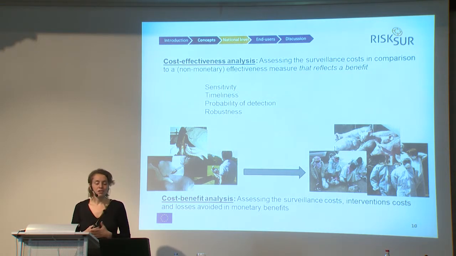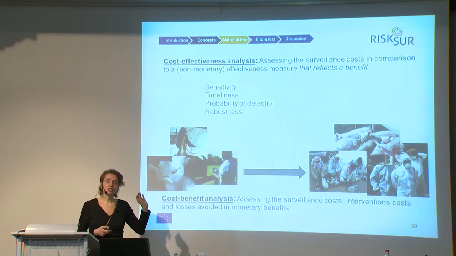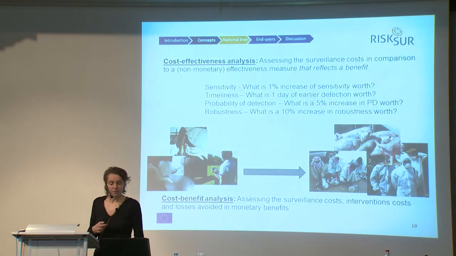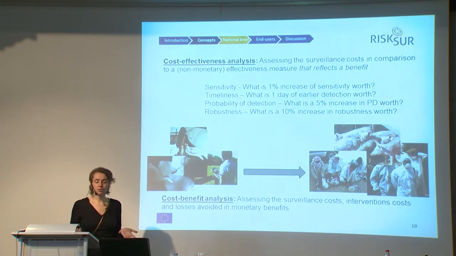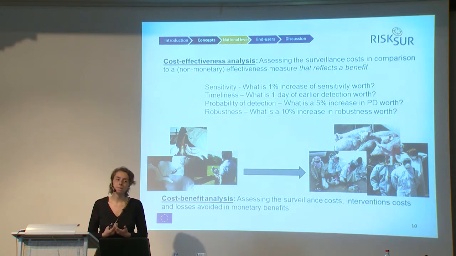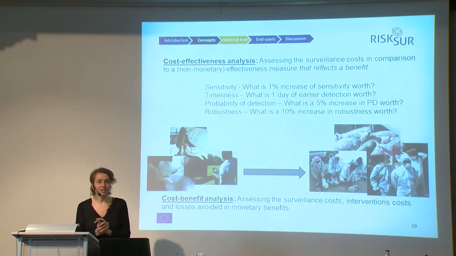So as I said, these are common effectiveness measures that we see in cost-effectiveness analysis for surveillance: sensitivity, timeliness, probability of detection, and robustness. And I would just like to give you a second to think about what their value is. Do we know the value? If you say, what is a 1% increase of sensitivity worth? Or what is 1 day of early detection worth? Or what is a 5% increase in probability of detection worth? Can we tell? Can you tell? I see some people shaking their heads.